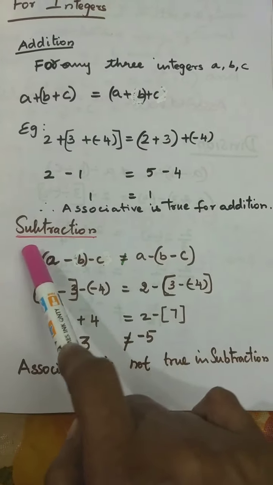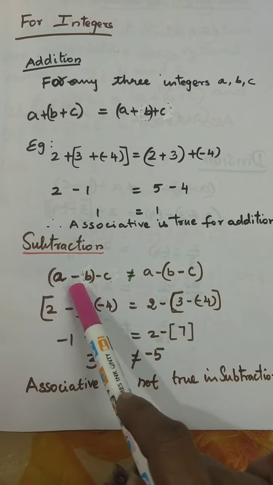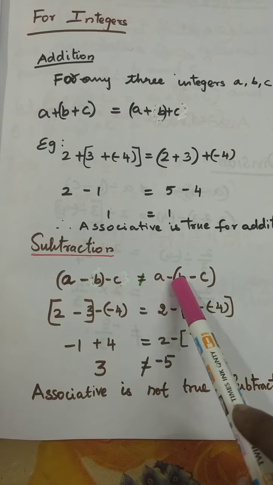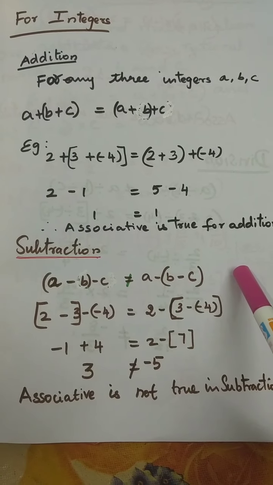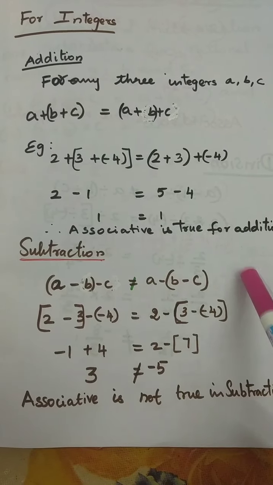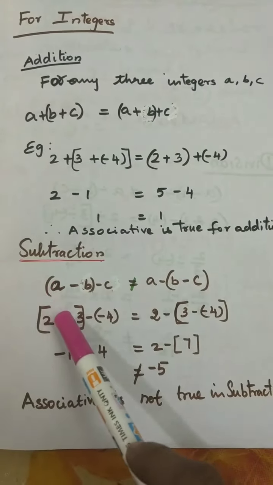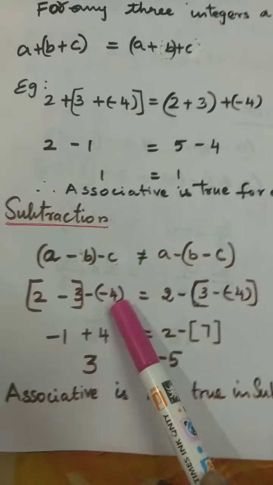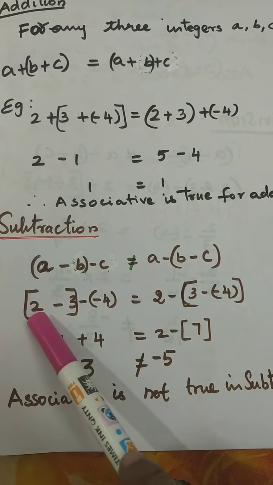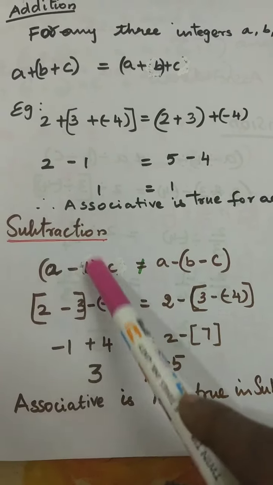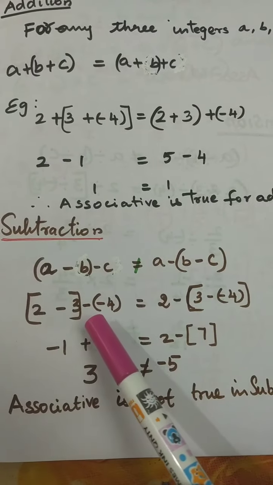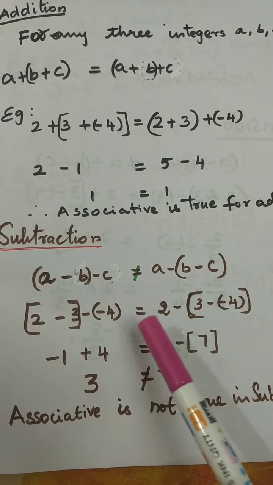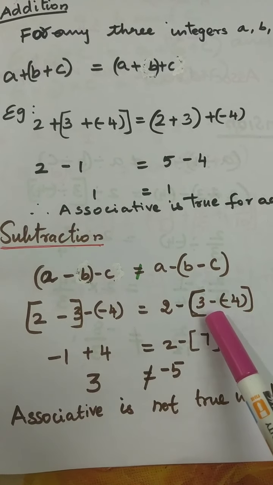Then we shall see subtraction. (a - b) - c is not equal to a - (b - c). We shall prove that. Same, a = 2, b = 3 and c = -4. Here (a - b) - c is (2 - 3) - (-4), and a - (b - c) is 2 - (3 - (-4)).